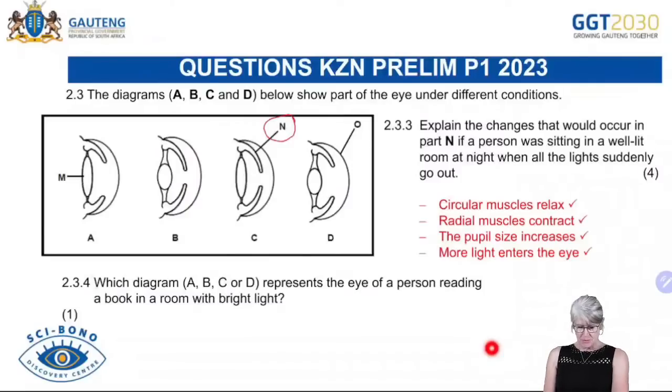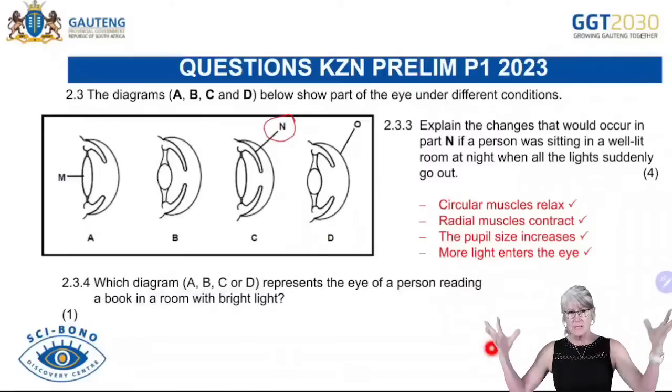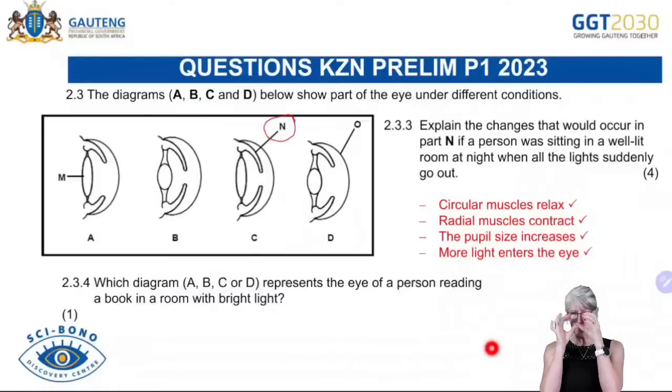All right, then the next question, which diagram A, B, C, or D represents the eye of a person reading a book? Okay, so when I'm reading a book, like I'm doing now, in a room with bright light, I'm looking up close. So if I'm looking up close, I need high refractive power, so my lens must be very convex. But there's lots of light, so my pupil doesn't need to be wide. Okay, so I'm going to have a very convex lens, but I'm also going to have a narrower, more constricted pupil. Okay, so let's have a look at which picture that would be.